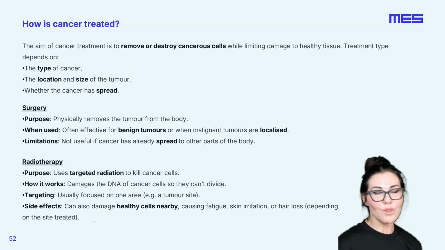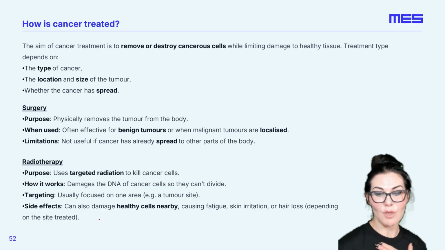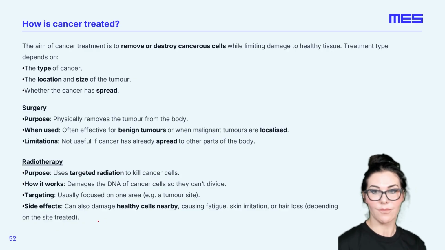Unfortunately, it can also damage cells around the tumour and can cause people to have areas where that tumour was being very sore and irritated. It can even cause hair loss in that area where the radiation is targeted.